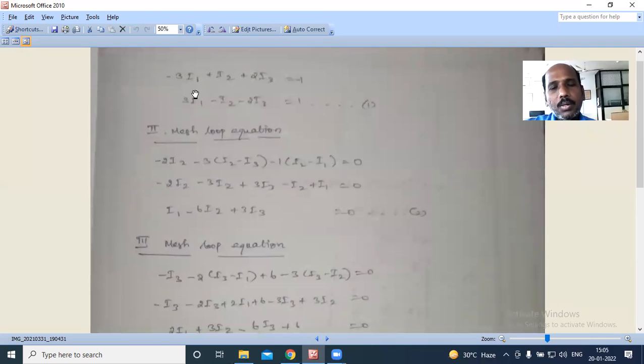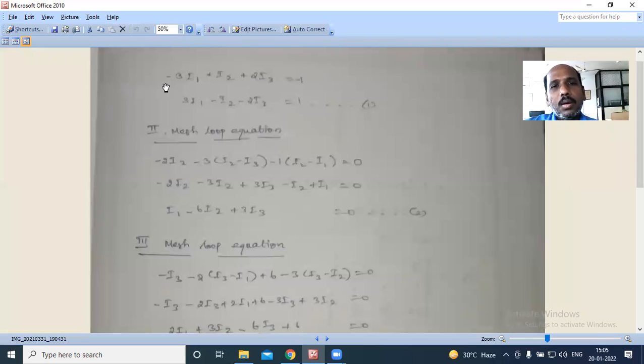So -3 I1, then +2 I2. If you add all the I2, we get plus I2, plus I2, then +2 I3. That is equal to, here I'm rearranging, one side we are getting +7. If you take the +7 to the other side, we get -7, and with the -6 it becomes +6 on the right hand side. So -7 +6 is -1.